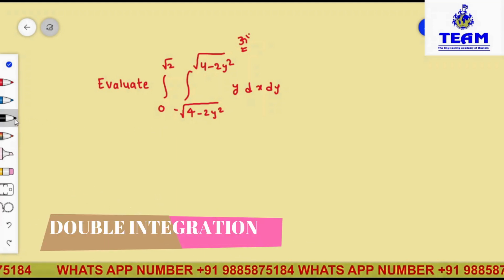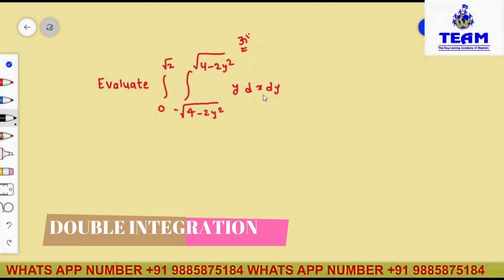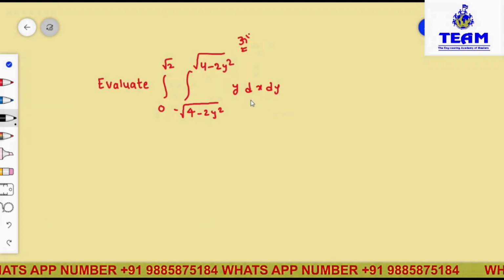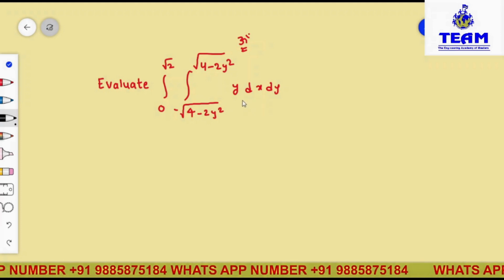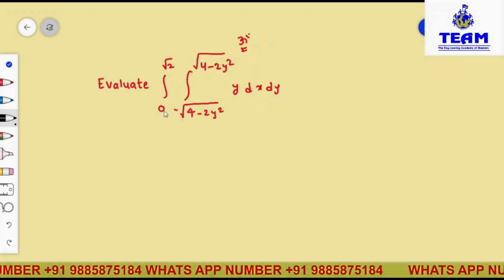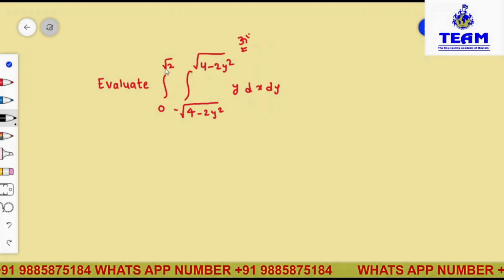By observation we can say this problem is a double integral. We are integrating with respect to x and y variables. While integrating with respect to x and y in a definite integral, first you have to observe the limits. Here the limits are 0 to root 2, so these are independent limits.